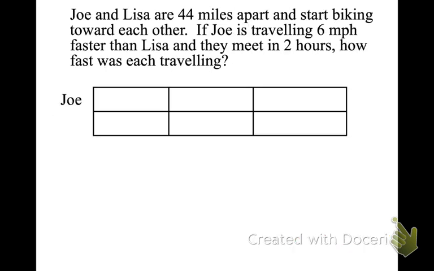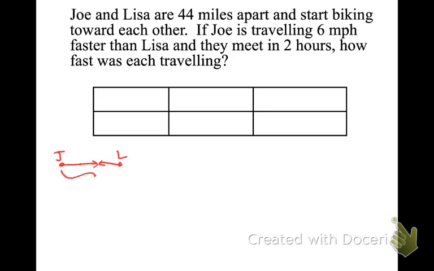All right, Joe and Lisa. All right, let's try this one. Joe and Lisa are 44 miles apart and start biking toward each other. Okay, so here's the scenario. Joe's traveling 6 miles faster than Lisa. I'll call this Joe and this Lisa. They're traveling toward each other. If he's traveling faster, I'm making his line bigger. If Joe's traveling 6 miles per hour faster than Lisa, they meet in 2 hours. How fast was each traveling?